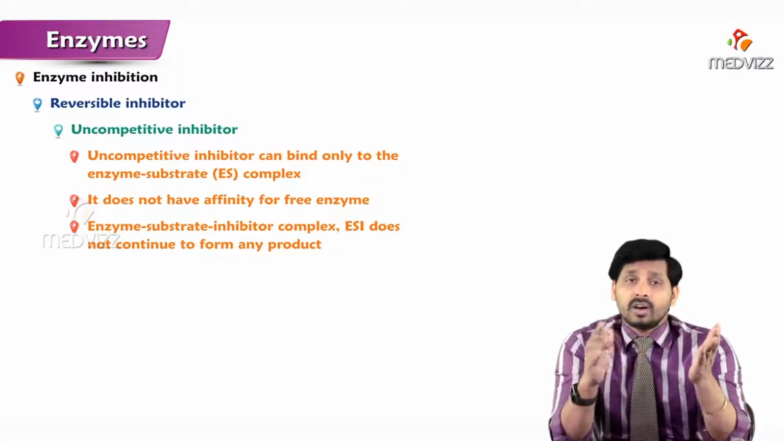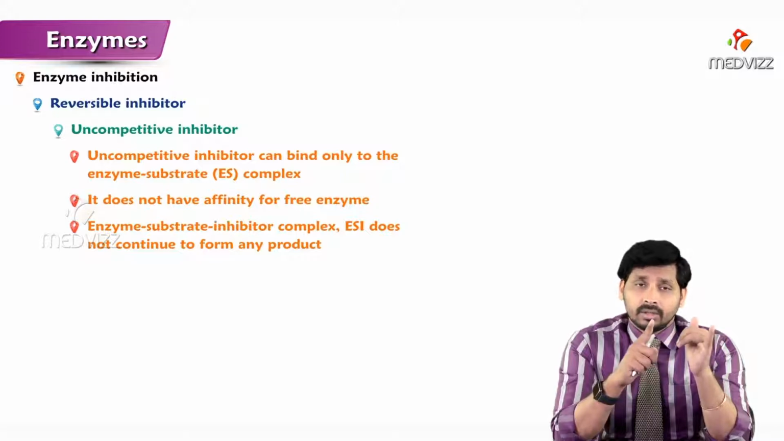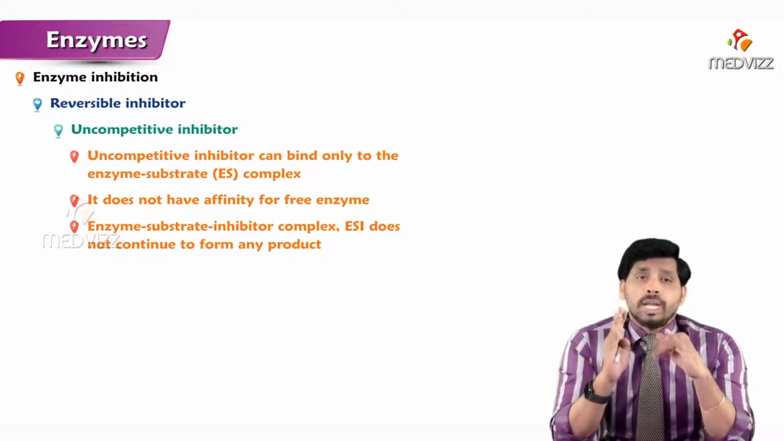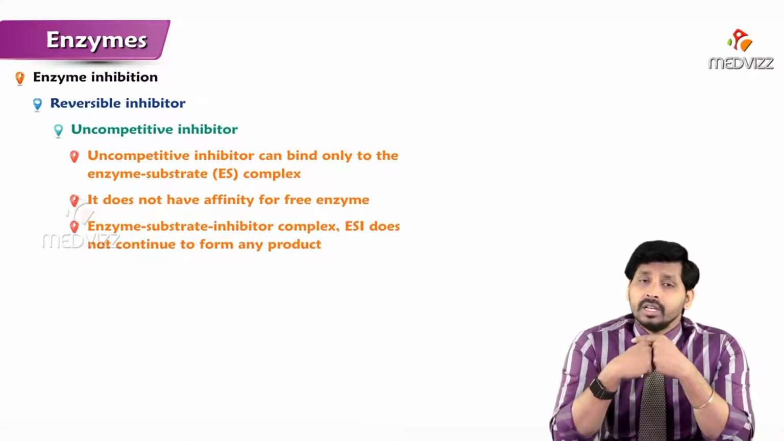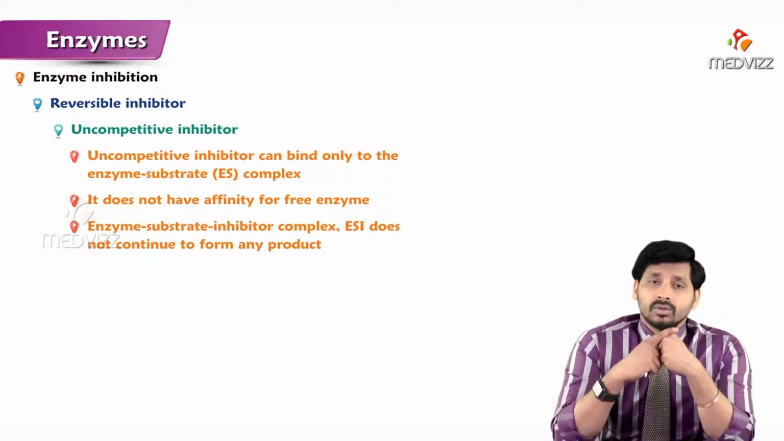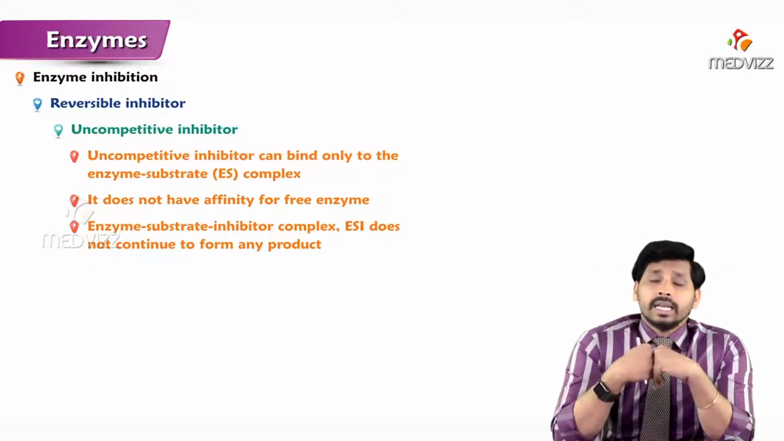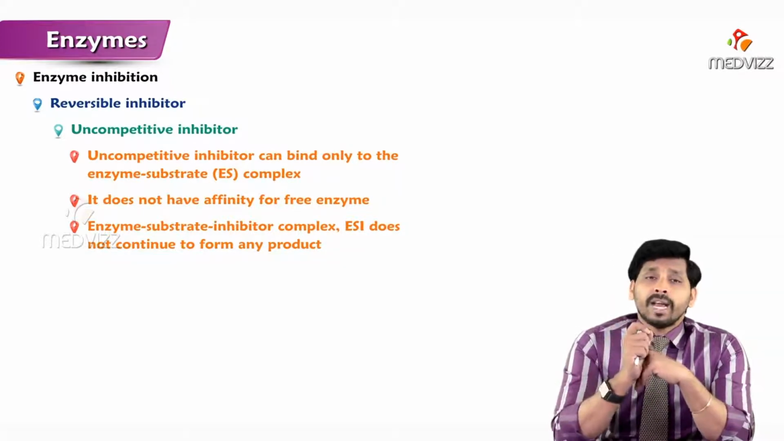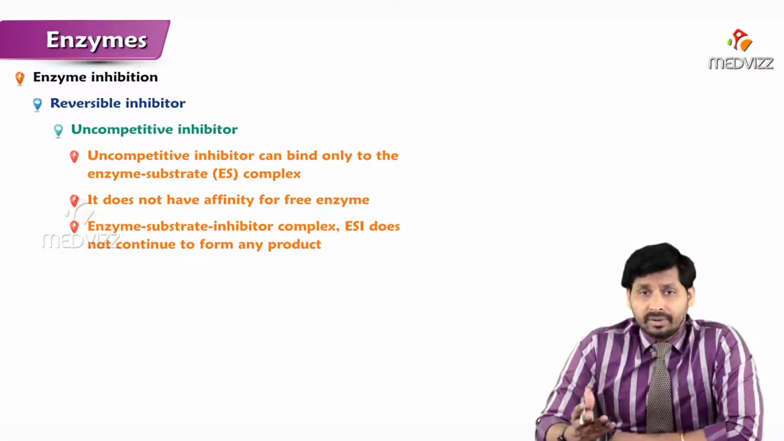So now you can easily make out that in competitive inhibition, there is a huge competition for the active site of the enzyme between substrate and inhibitor, and it may form only an enzyme inhibitor complex. But in non-competitive inhibition, the inhibitor will bind to the enzyme at a site other than the active site. So there are two possibilities: it may bind with the free enzyme or with the enzyme substrate complex. But in uncompetitive inhibition, the inhibitor will bind only to the enzyme substrate complex, and it doesn't have any affinity for the free enzyme.